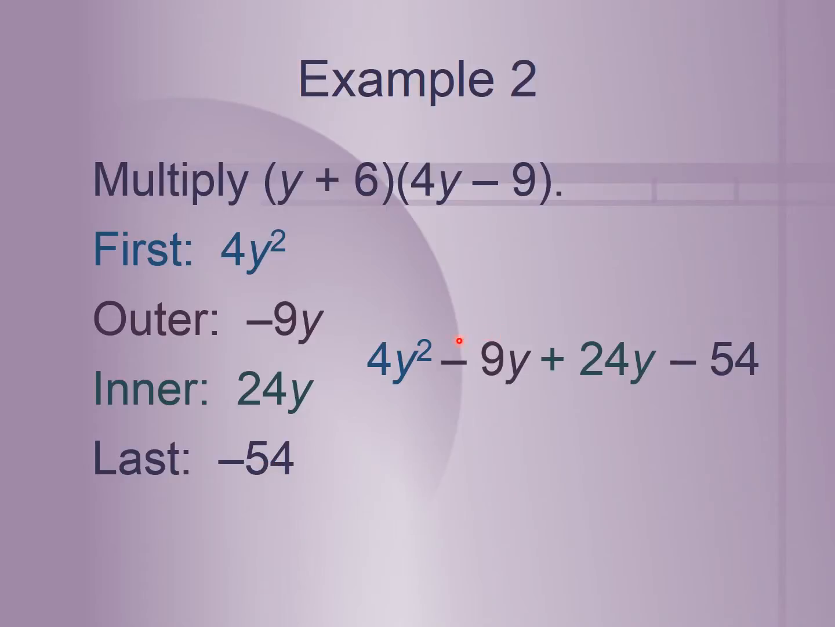So now we have our answer here: 4y squared minus 9y plus 24y minus 54. And then we can combine like terms. We can combine negative 9y plus 24y. That becomes 15y. So now our final simplified answer is 4y squared plus 15y minus 54.